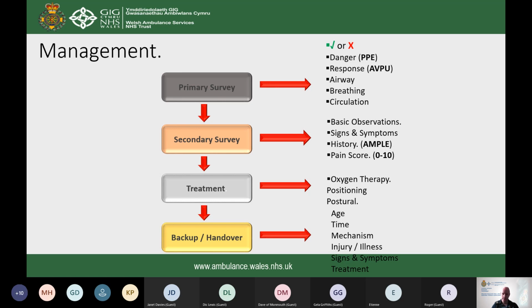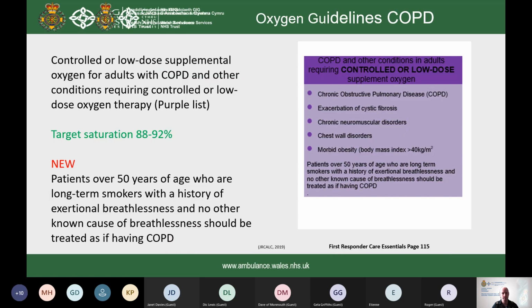Let's not overcomplicate it. You treat what you can see. We know we've got backup coming, so we're just going to treat the patient, treat what you can see, and make them better when we can.